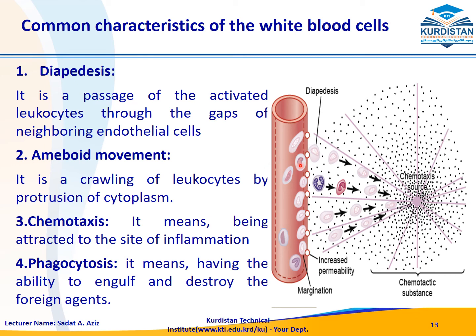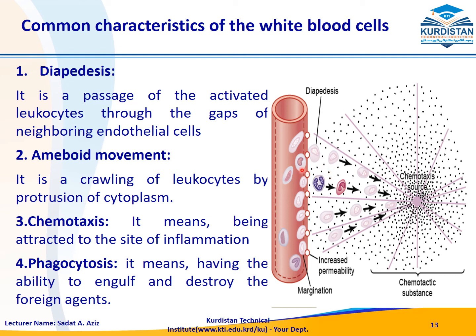And then we have another feature of the white blood cell called amoeboid movement. Amoeboid movement means the cells can crawl, or the leukocytes can crawl, by protrusion of cytoplasm or by producing pseudopodia.